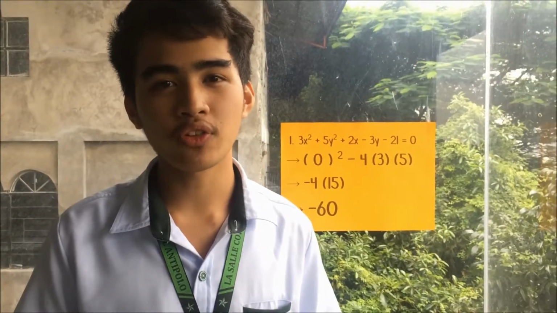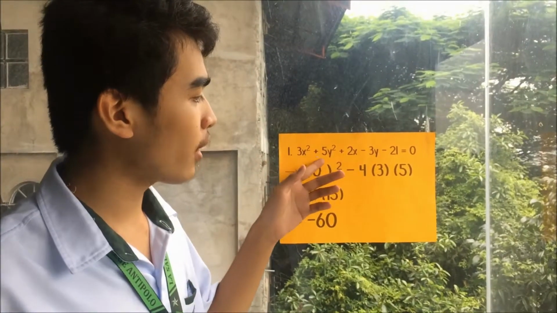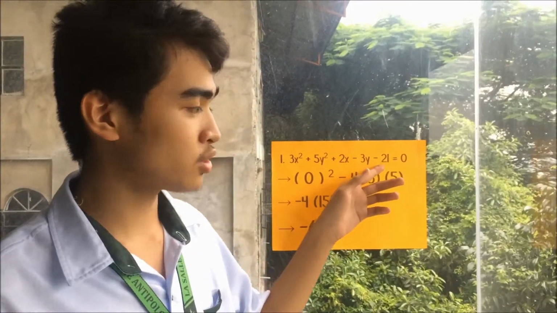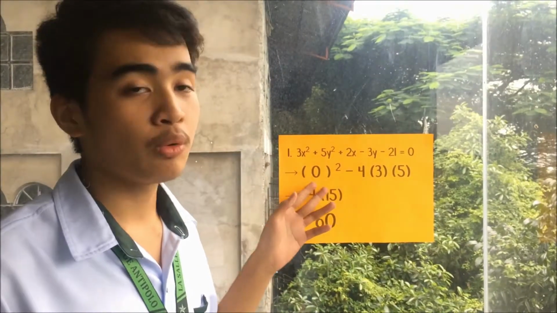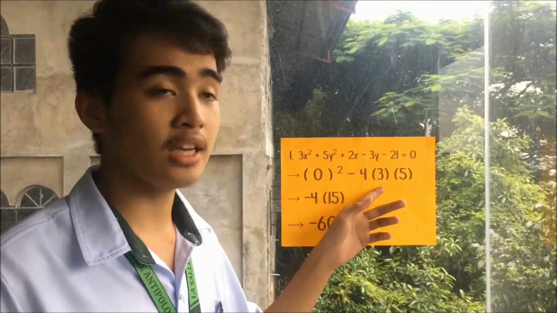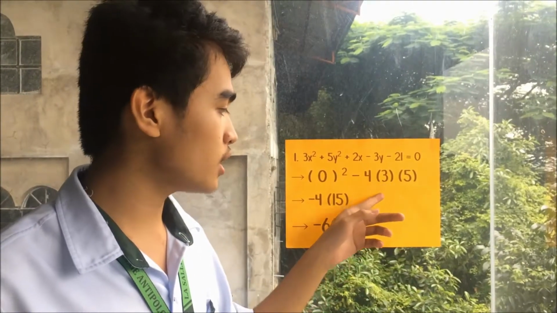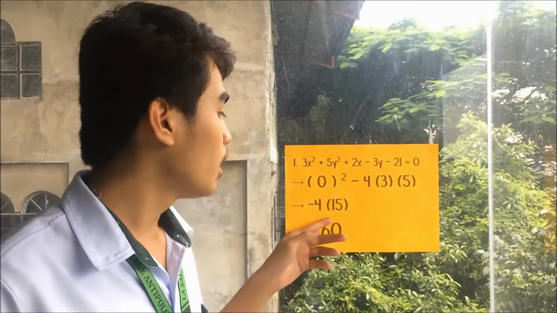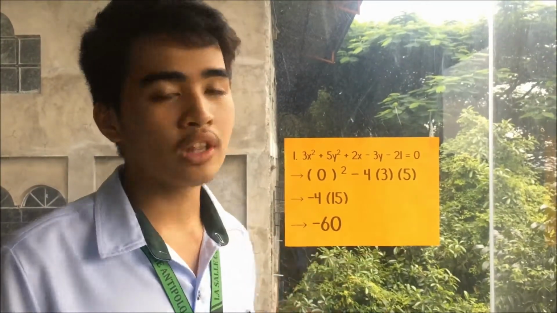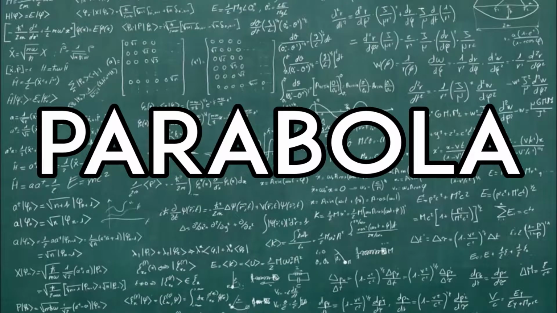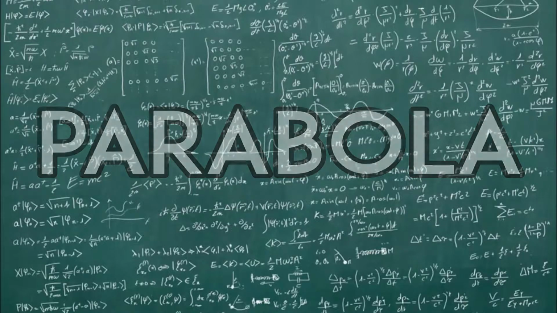So we're gonna have to solve for the equation 3x squared plus 5y squared plus 2x minus 3y minus 21 equals 0. Since we don't have any value for b, it's gonna be a 0, and we're gonna have to multiply the value of c and a. So since 5 times 3 is equal to 15, we're gonna have to multiply it to negative 4, which is negative 60. So that's gonna be an ellipse.